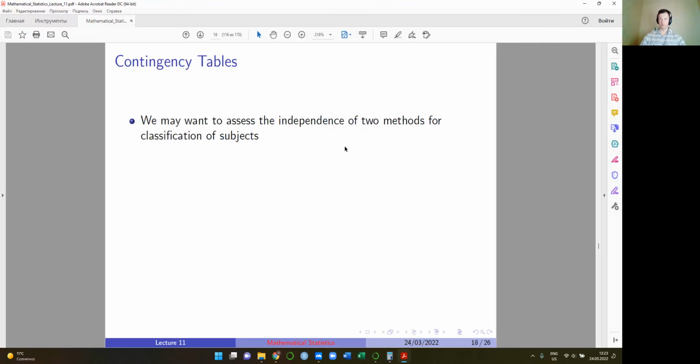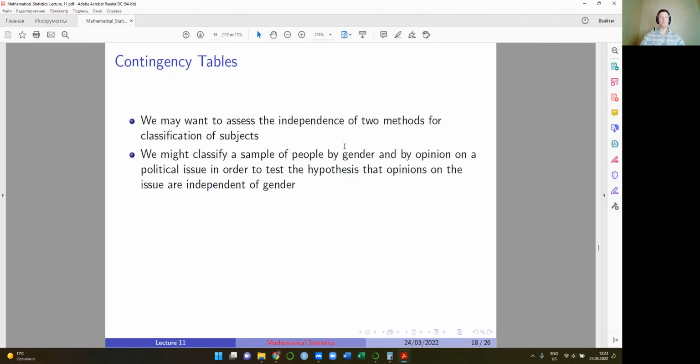Or speaking simply, we want to test whether two qualitative variables are somehow dependent on each other. So, for example, we may classify a sample of people by gender and by opinion on a political issue in order to test the hypothesis that opinions on the issue are independent of the gender. Opinion is a categorical variable, gender is a categorical variable, and we want to test whether one variable is independent of the other variable, or whether there is some dependency.